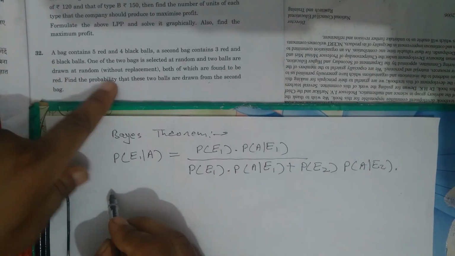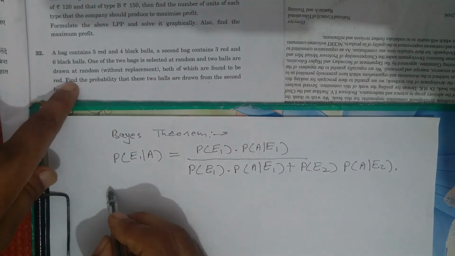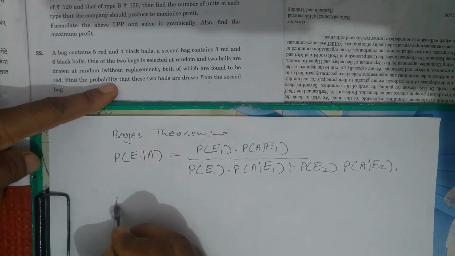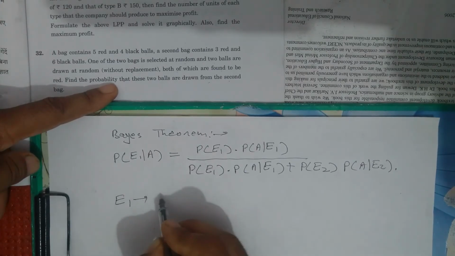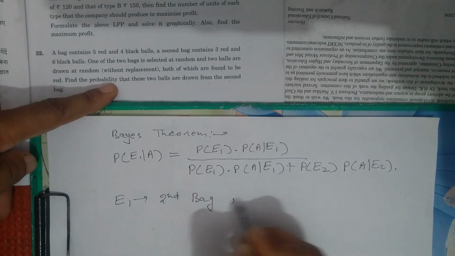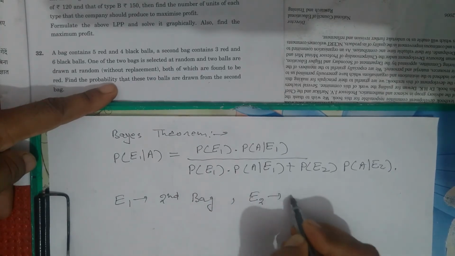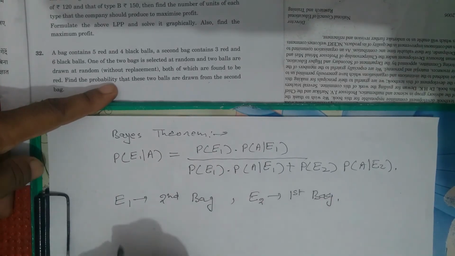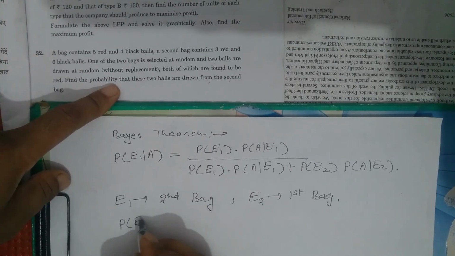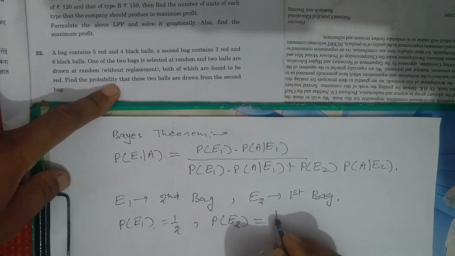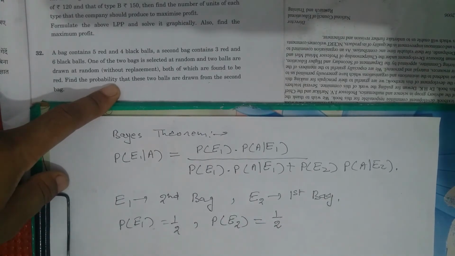So from the last line, we need to find the probability that these 2 balls are drawn from the second bag. So for E1 we consider the second bag, right? E2 we take the first bag. So with 2 bags, probability of E1 is 1 by 2. Also probability of E2, out of 2 bags 1 is selected, is also 1 by 2.